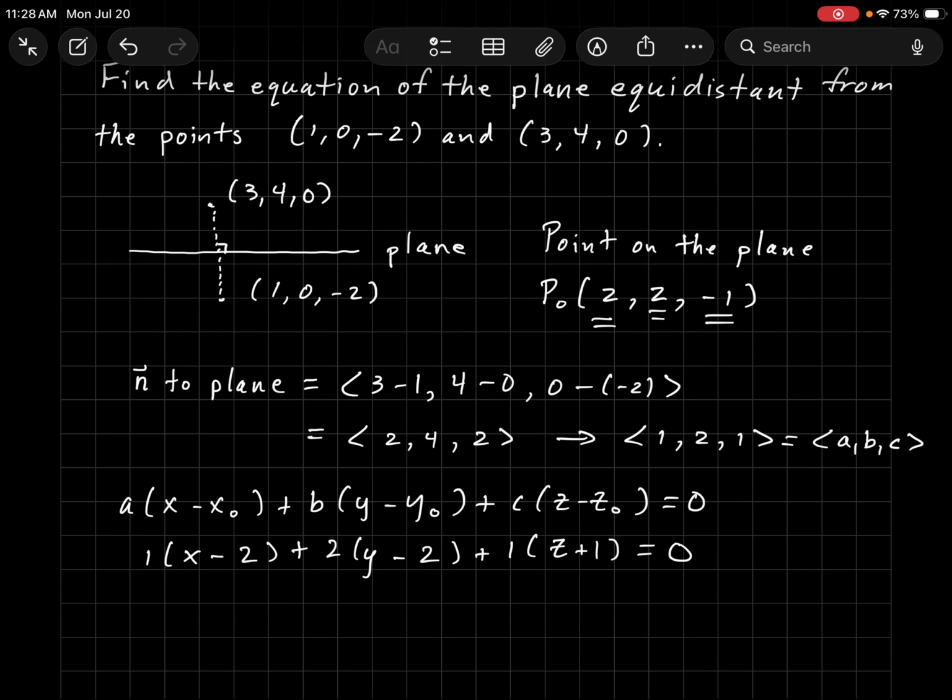And writing this out, we get x plus 2y plus z. Now I'll go back and pick up the numbers. Then minus 2 minus 4 plus 1 equals 0. Which means the equation of the plane that we want is x plus 2y plus z equals 5.